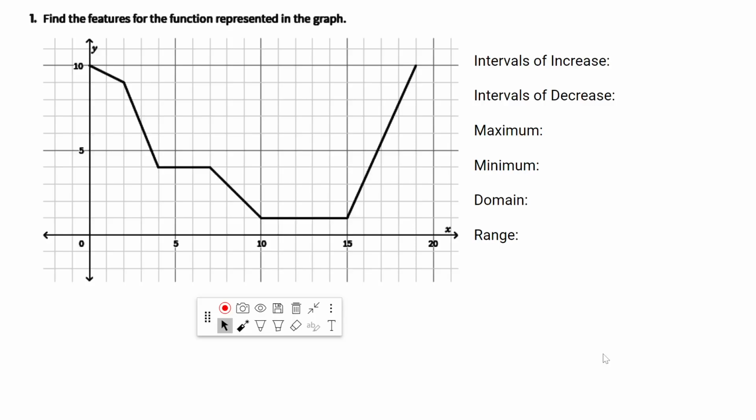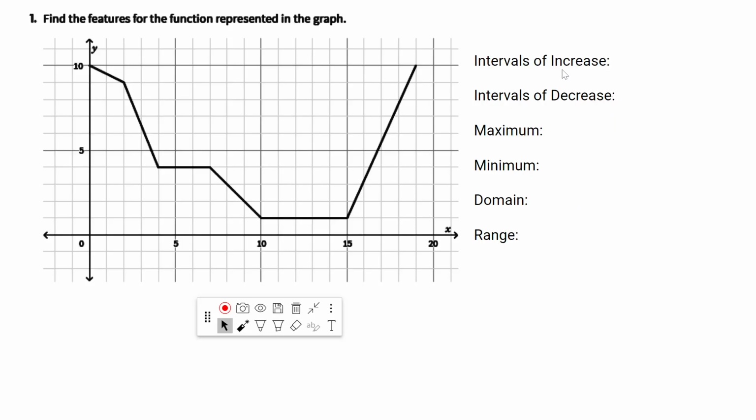Hello, this is Mrs. Garple, and in this video I am going to cover how we state or define intervals of increase, intervals of decrease, maximum, minimum, domain, and range.